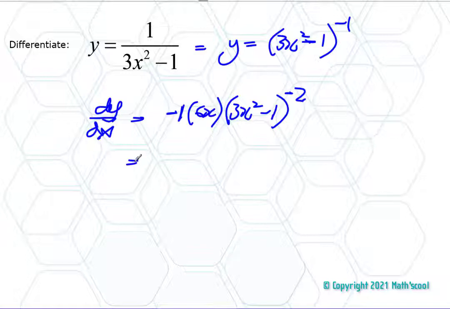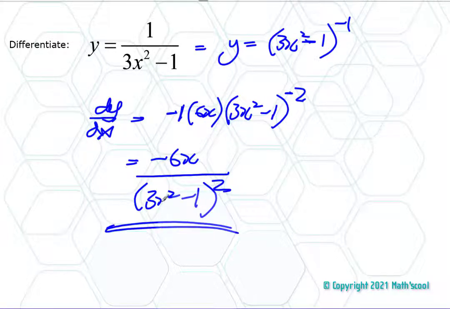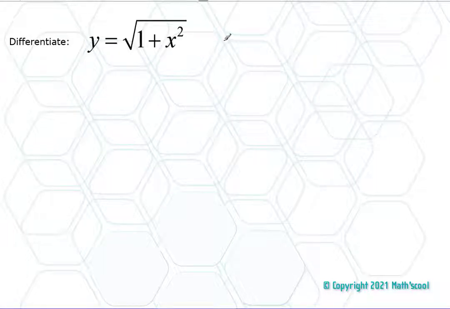Now as you get used to this, you'll be able to do all of it in one go. 3x squared minus 1 squared, and I've just gone back from indices notation into a fraction, back into symbol notation. Again, rewrite it using indices. 1 plus x squared to the power a half.